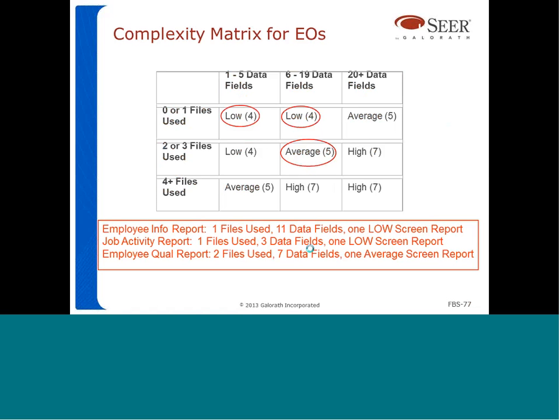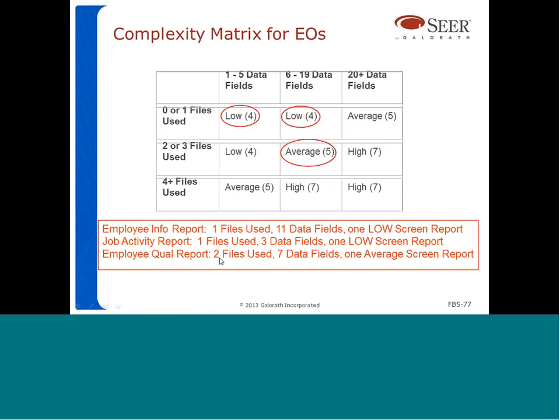And how do we grade those transactions? Well, the employee report, we said it was going to have 1 file used and 11 data fields. So that one counts as low complexity. The job activity report is going to reference 1 file and it's going to have 3 data fields. So that's going to count as low complexity again. This red circle here actually corresponds to the employee report because it has one data file used and it has 11 data fields. So that one is here. The job activity report is this one. It doesn't matter, they are both low complexity.